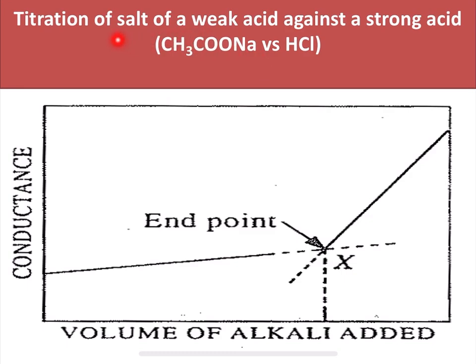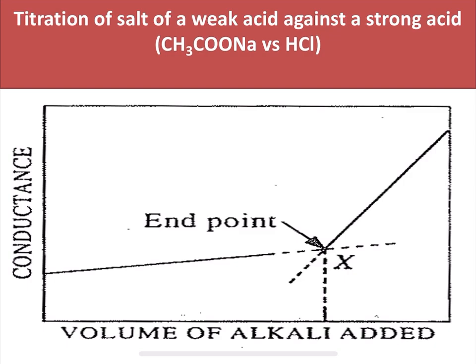Okay, so next is the titration of a salt of a weak acid against a strong acid. Here we are going to titrate a salt. This is sodium acetate, which is already in the form of a salt, and it is titrated with hydrochloric acid. This is case 7 which we are going to see under conductometric titrations. So the weak acid salt can also be titrated using a conductometer.